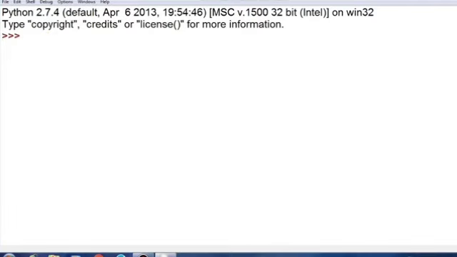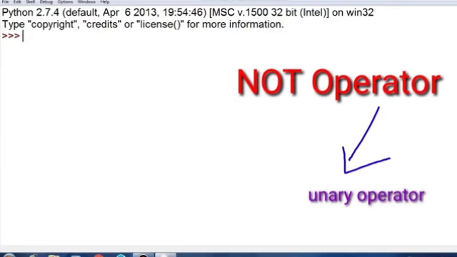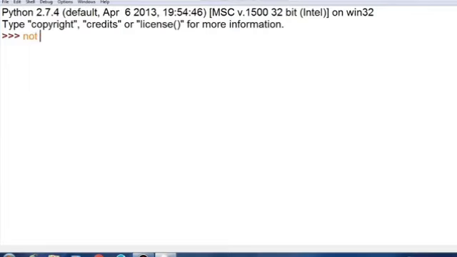Now let's see the NOT operator. NOT is a unary operator. A unary operator works on a single operand. What it will do is give you the reverse of the truth value. For example, if I write not true, it will give you the answer false, and if I write not false, it will give you the answer true.